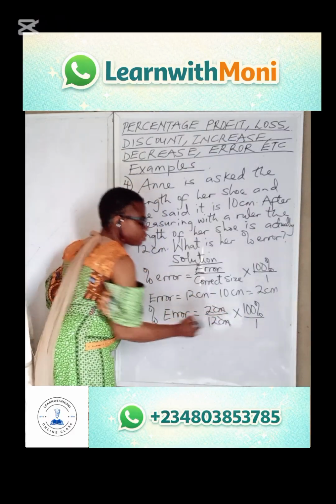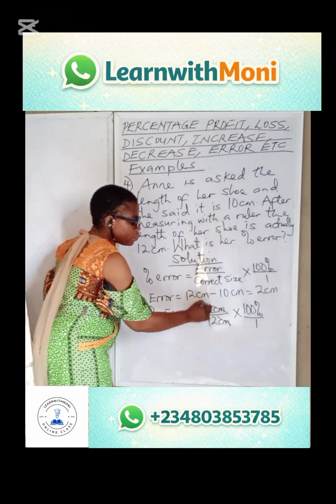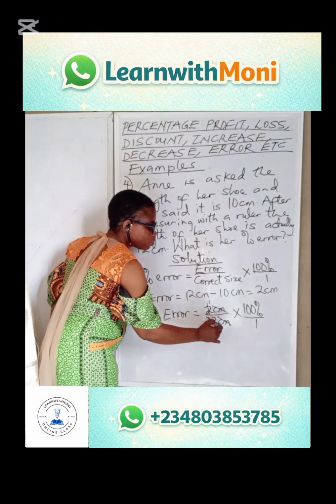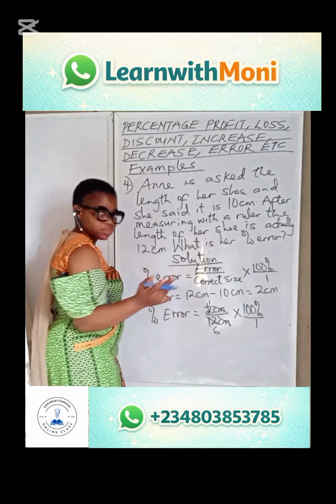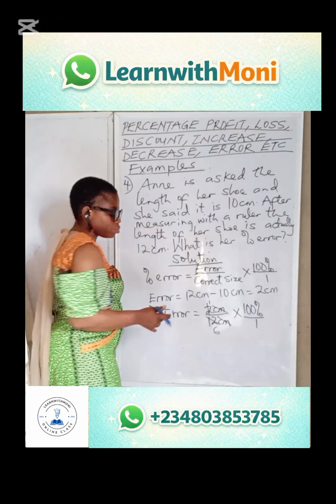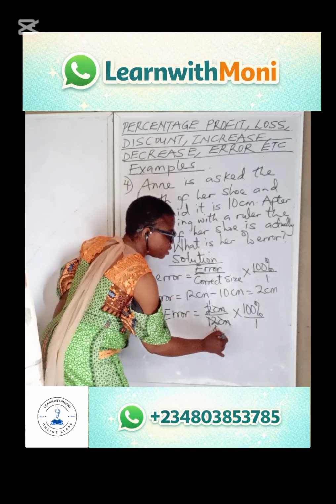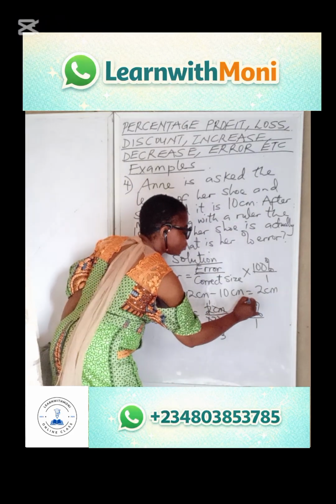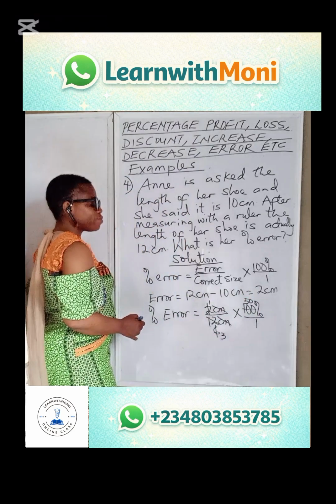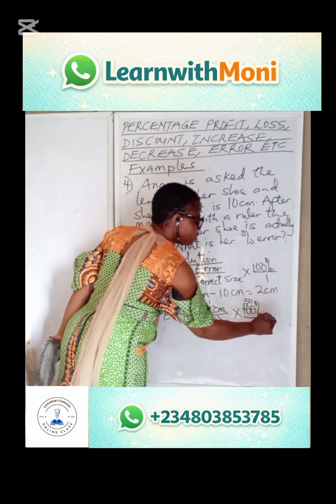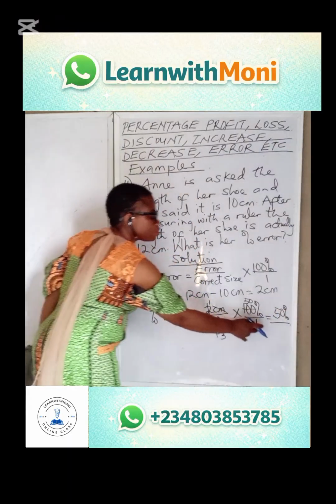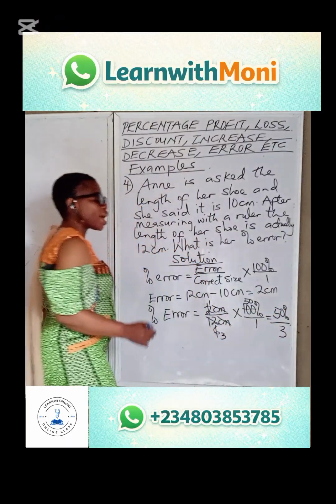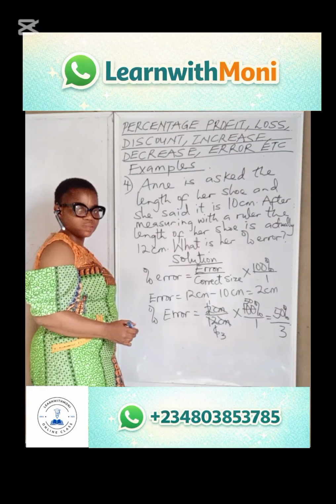So let us divide. Centimeter will cancel out centimeter. 2 divided by 2 is 1. 2 divided by 12 is 6. We can still divide 6 and 100 by 2. 2 divided by 6 is 3. 2 divided by 100 is 50. So we end up having 1 times 50%, which is 50%, over 3 times 1, 3. So we have 50 over 3%.